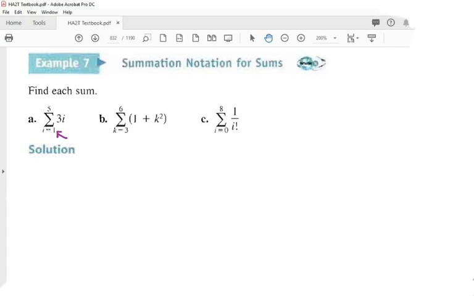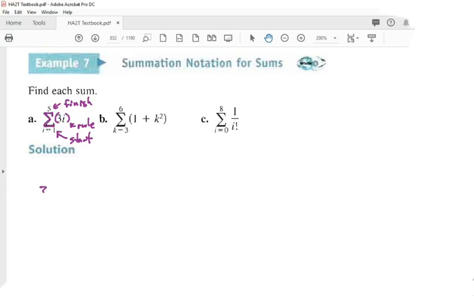This number right here is the start, and this number right here is the finish. This right here, that's the rule. And this thing, this sigma, a capital sigma, is telling you that this is summation notation. This is a series. It's a rule for a series. And so, let's do it.